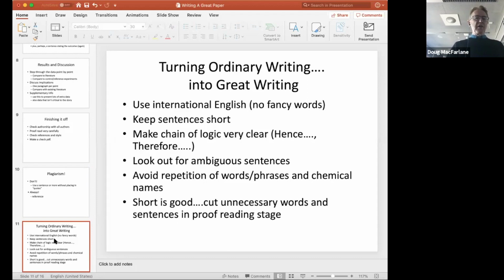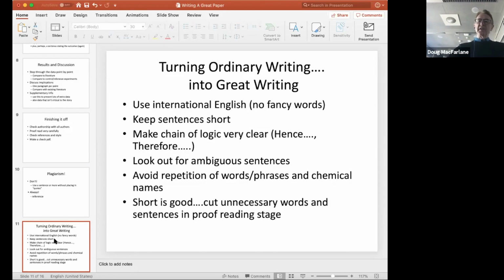All right, a couple more slides then. Turning ordinary writing into great writing. So here are some quick points as to how to take your originally written article and really improve it. So there's an improving stage that goes on here. Try to keep the English simple. Most of the people who read your paper will actually not be native English speakers, so don't make it complicated. Keep the sentences short. The longer a sentence, the more likely it is to contain a grammar or a logical mistake in it.